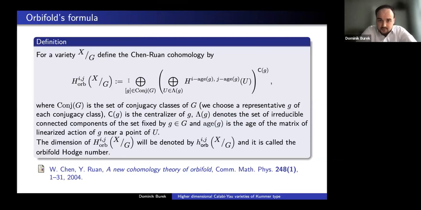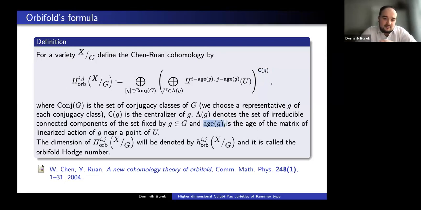which is a very complicated formula. For example, look at the ingredients, with a sum over conjugacy classes over a set of irreducible connected components. And also we act on this vector space by the centralizer of the element g. So we are in the abelian case, so the centralizer is the whole group, so we need to act on it by this huge group. Also we have here H of the matrix.